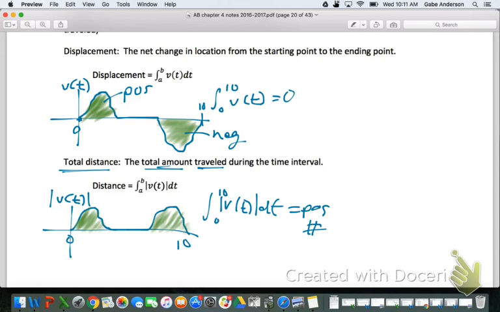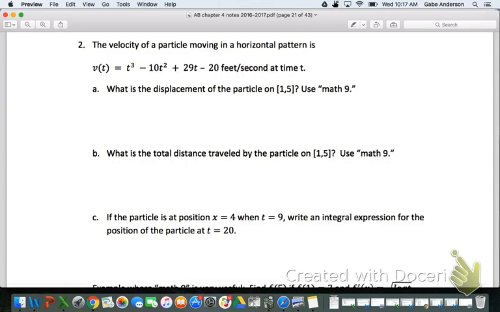We're going to use a new feature on your calculators. This should be a pretty quick setup for you. It says the velocity of an object moving in a horizontal pattern is equal to v of t right there, measured in feet per second at any time t. And question A says, what is the displacement of the particle on the interval 1, 5? And part B says, what is the total distance traveled on the interval 1 to 5? And then notice at the end it says, use math 9.